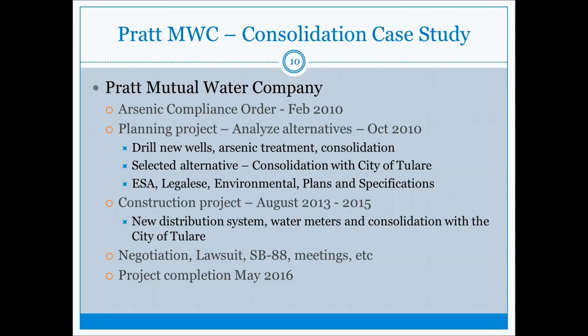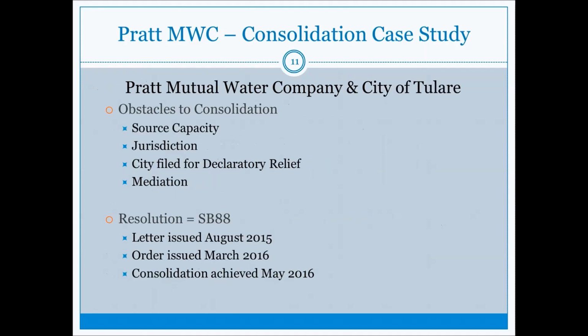However, in 2015, as the construction project was getting done, the city of Tulare essentially put the brakes on it and said, well, wait a second, we understand that you think we agreed to this previously, but now we're not so sure. The obstacles they put up were source capacity. Hey, we don't know if we have enough water anymore. We're in the middle of a drought. Things have changed since 2010.